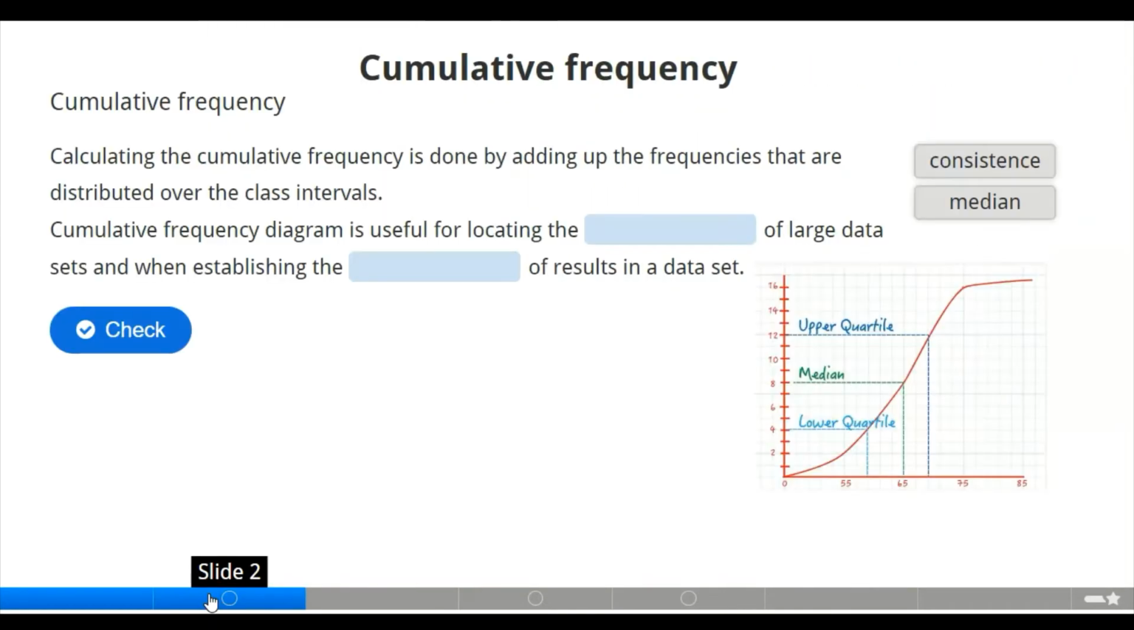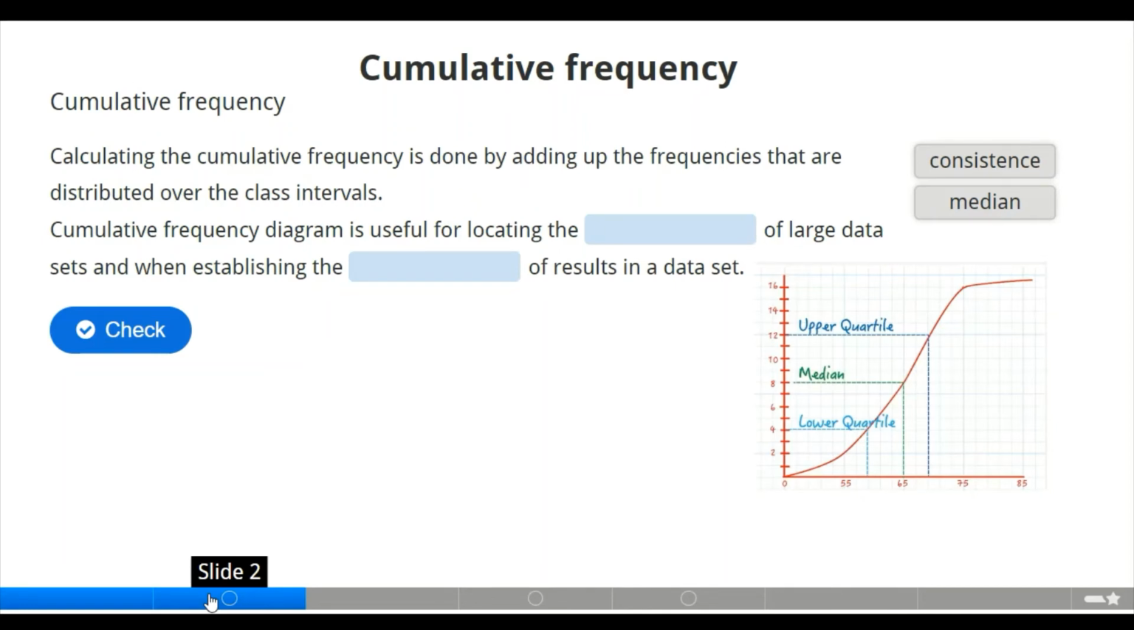What is cumulative frequency? Calculating the cumulative frequency is done by adding up the frequencies that are distributed over the class interval. So when you are calculating cumulative frequency, what we just do is add up our frequency in a given class interval.